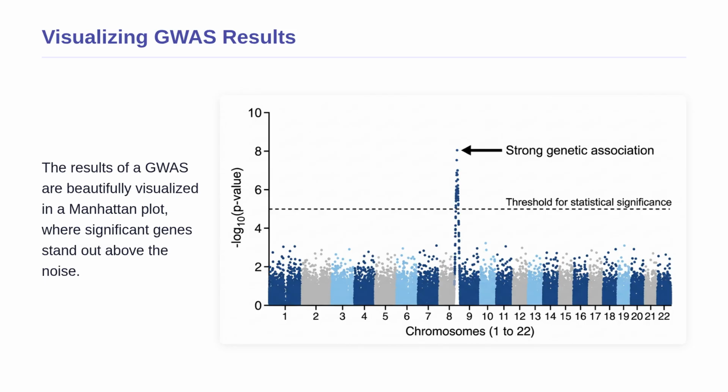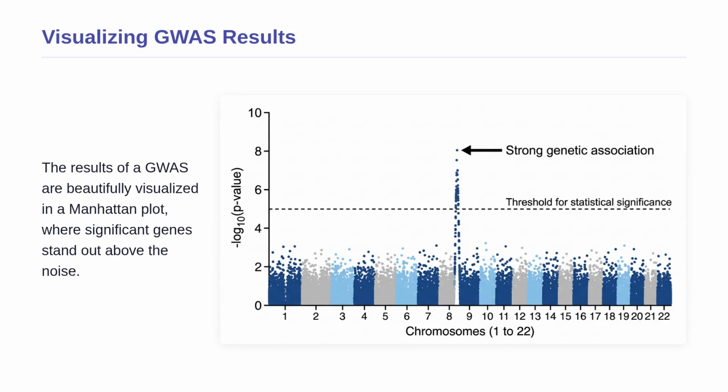The horizontal axis represents all 22 human chromosomes, laid out end to end. Every single dot on this graph is a different SNP that was tested. The vertical axis shows the statistical significance, specifically the negative log of the p-value. The higher a dot is, the more statistically significant the association.